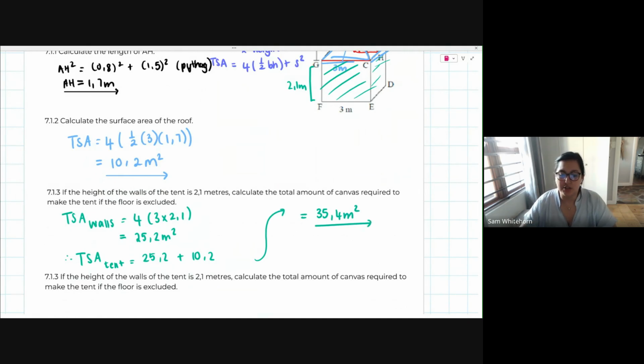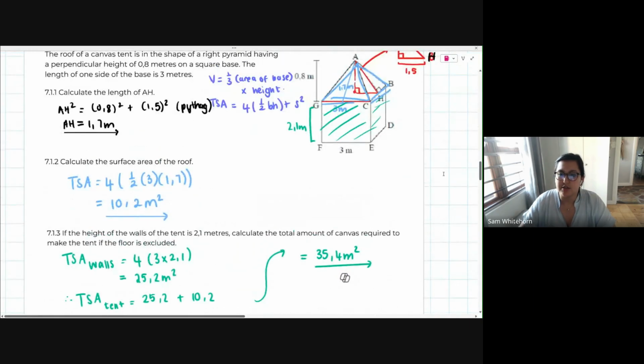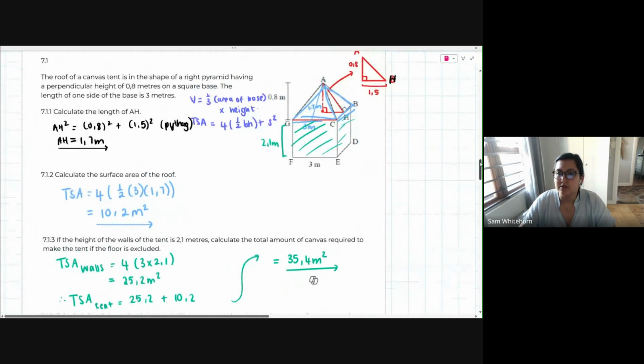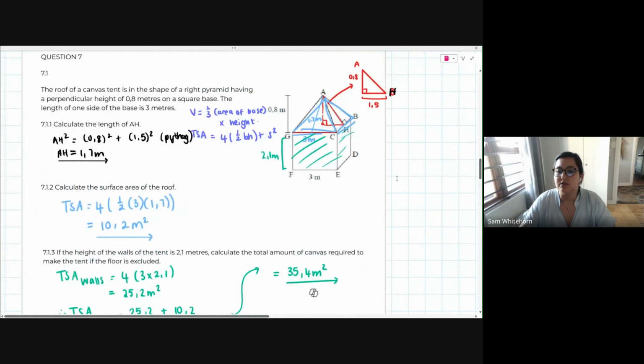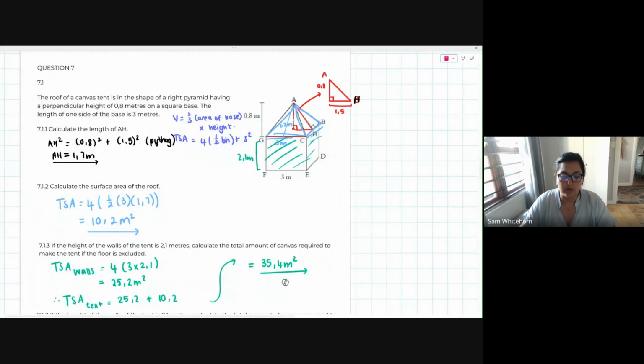Right. And again, just think logically about what is included and what isn't included when you do your calculations. I'm just going to do that so we can screenshot everything, and then I will move on to the next one.